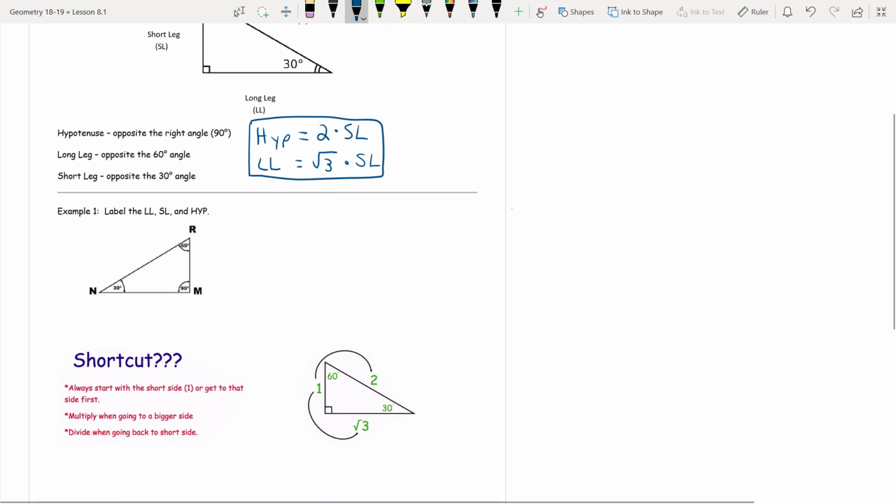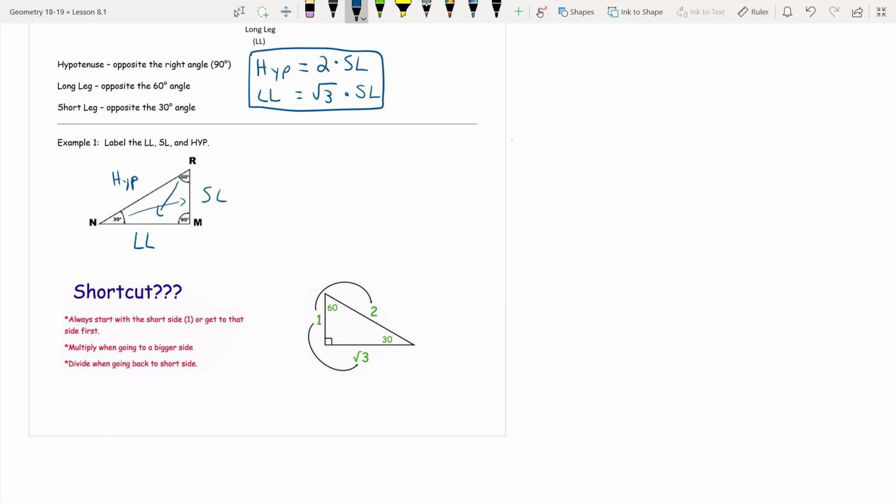So if we look at this first example, the biggest thing they want us to do, the only thing, is just to label properly. So straight across from my 90-degree angle is always my hypotenuse. Straight across from my 30-degree angle is going to be my short leg, and that means straight across from 60 degrees is going to be my long leg. And my shortcut here is to always start with that first side, that short leg. So I always want to find the short leg first, no matter whether they give me the hypotenuse, the long leg, or the short leg.